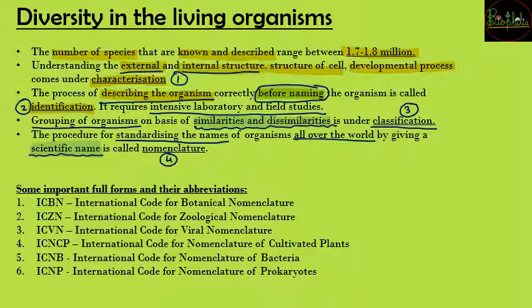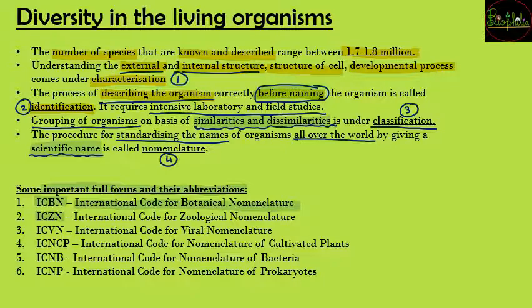Now here are some important full forms and their abbreviations that you need to remember for this chapter. So यहाँ पे 6 है, कौन से है? Let's see. First is ICBN, that means International Code for Botanical Nomenclature. This is going to be helpful for the nomenclature, यानी scientific names का जो procedure है वो सारा under this body it is going to come.